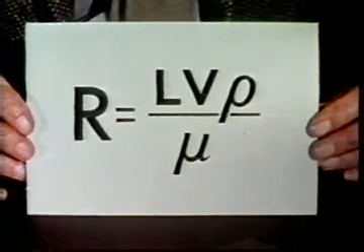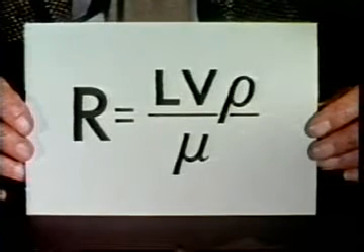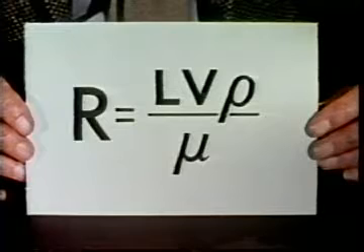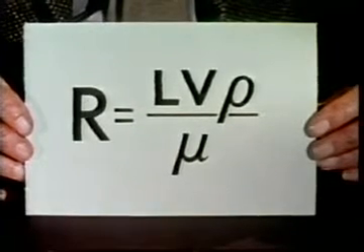Here L is a length characteristic of the field of flow, V is a characteristic velocity, rho and mu are the density and viscosity of the fluid. The numerical value of R provides a rough estimate of the relative importance of inertia and viscosity in any fluid flow. When R is small, the importance of inertia is small compared with that of viscosity.